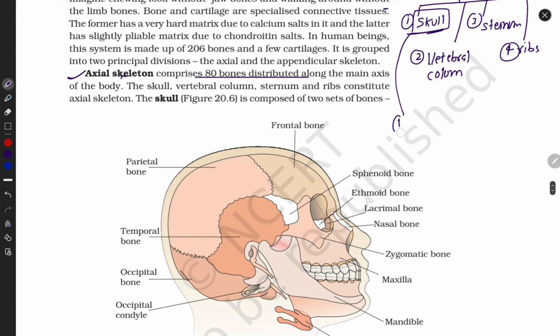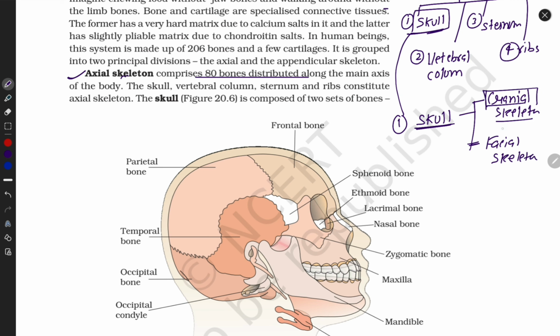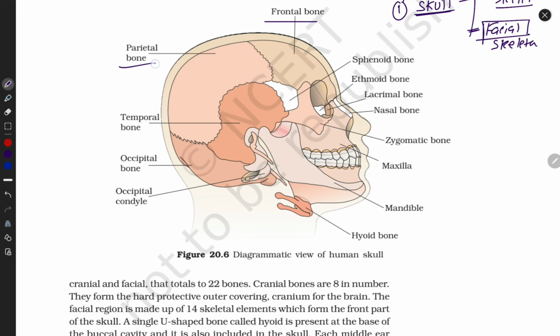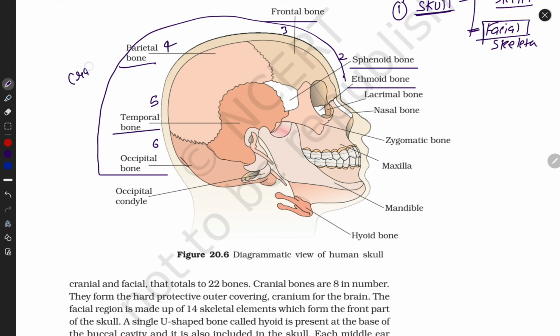Now, the skull is divided into two parts. The first is the cranial skeleton and the other one is the facial skeleton. Now we are going to study cranial and facial one by one. The frontal bone, parietal bone, temporal bone, occipital bone, as well as the sphenoid bone and ethmoid bone: these six together make the cranial skeleton.